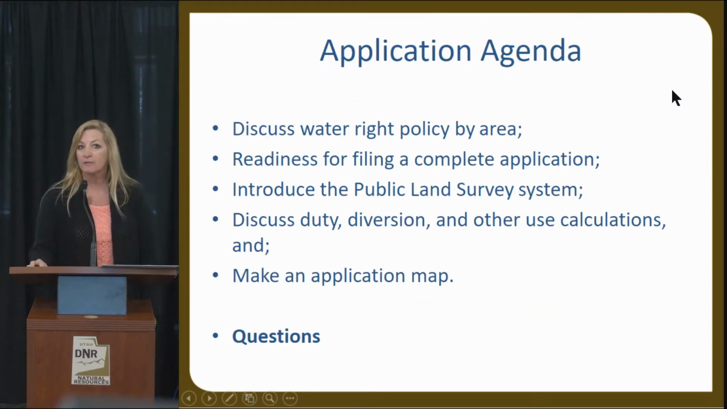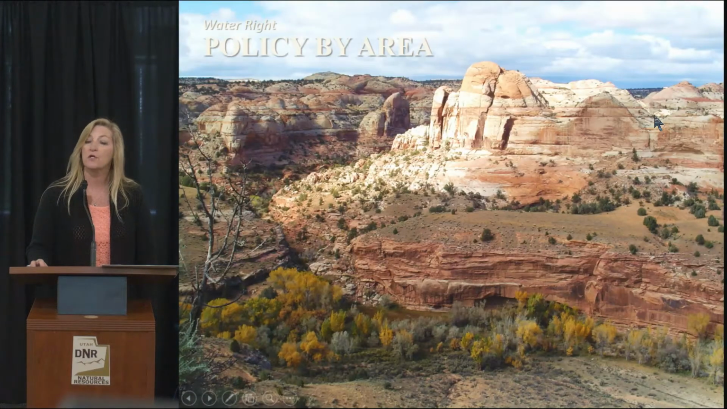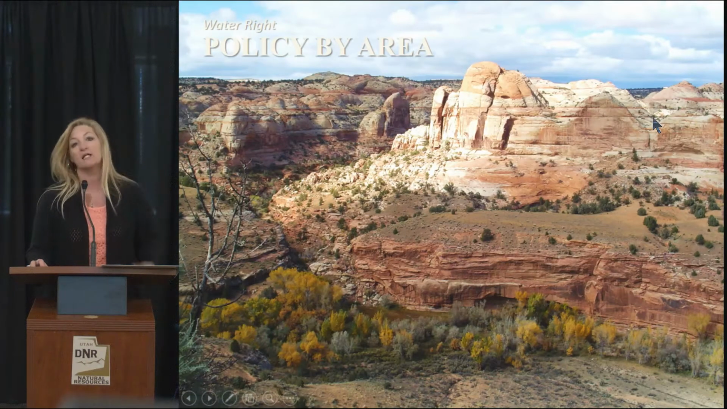Okay, so what we're going to discuss is the water right policy by area, the readiness for filing a complete application. We're going to do an introduction to public land survey. We're going to discuss duty, diversion, and other calculations, and we will also talk about making an application map. And I'll take questions as we go. So policy by area. Teresa covered this a little.